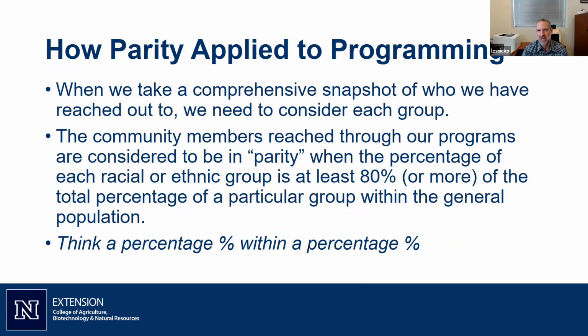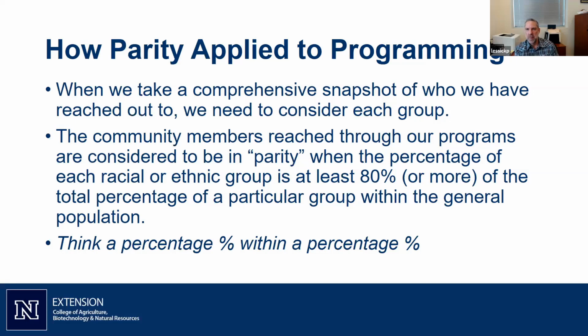So how is parity applied to programming? Look at the middle paragraph. It's a mouthful. Let me read it to you. Parity is when the community members reached through our programs are considered to be in parity when the percentage of each racial and ethnic group is at least 80% or more of the total population of a particular group within the general population. And that's a mouthful. I try to make this paragraph a little simpler, but that's what it is.